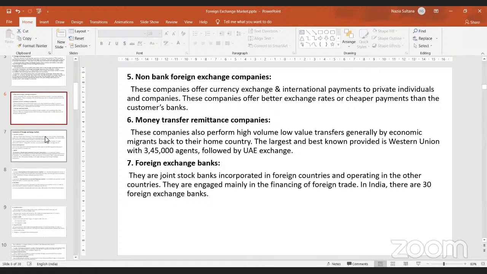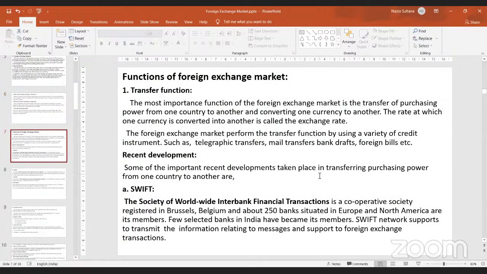Next, proceeding towards the functions of the foreign exchange market. What functions do foreign exchange markets perform? The first function that they perform is the transfer function, because exchange of money is the main thing that they do. So the most important function is the transfer function, where they purchase the currency of one country, convert it into the currency of another country, and then deal with the transaction.